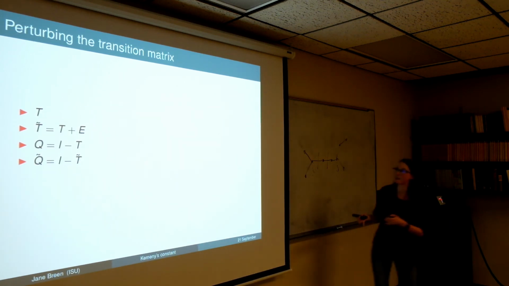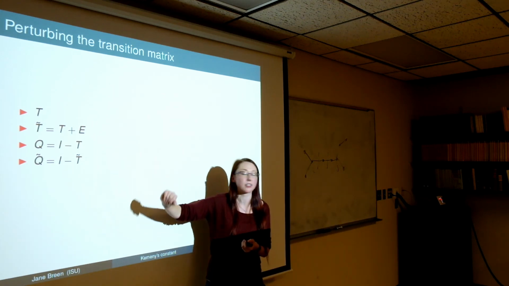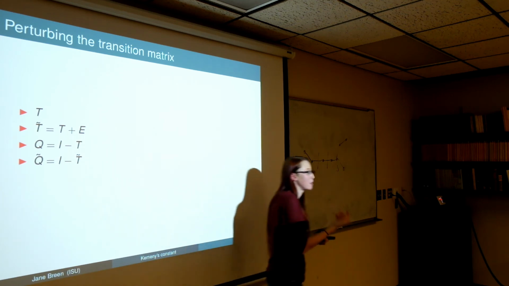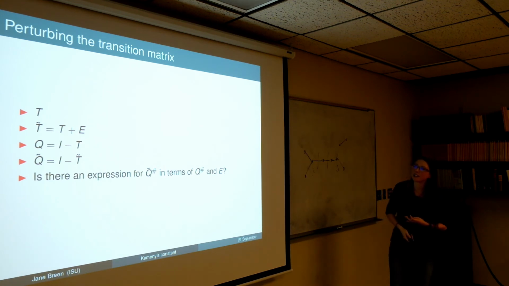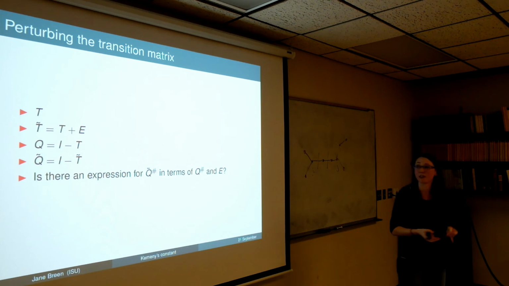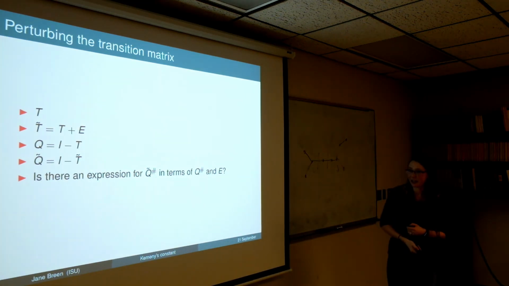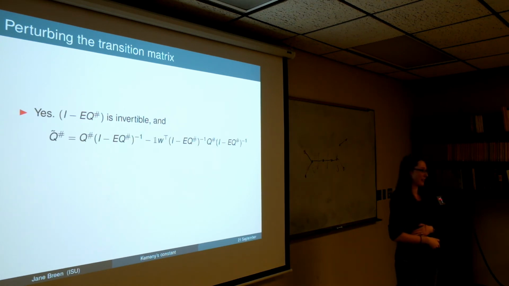Okay, so this is all my notation. I have T, which is my transition matrix. I perturb T to get T tilde. Q is I minus T, and then Q sharp tilde is going to be the group inverse of my perturbed guy. So the question is, is there an expression for Q sharp tilde in terms of the other ones? Because then I can take the trace of this and compare it with the trace of Q sharp. And the answer is yes: I minus E times Q sharp is invertible, and Q sharp tilde is that guy.